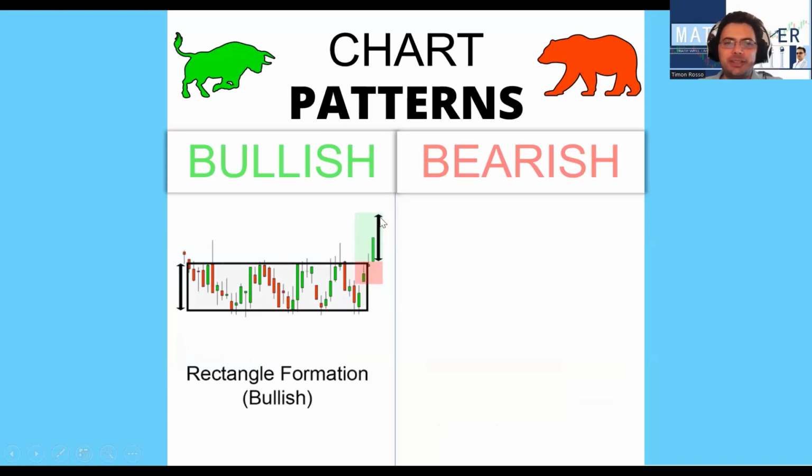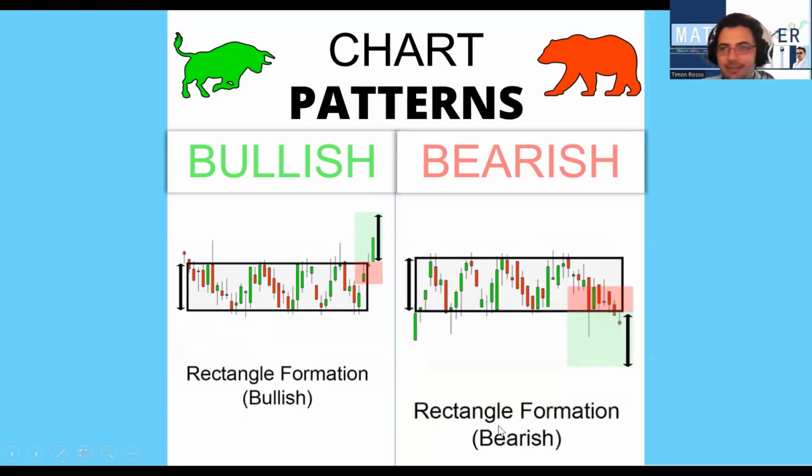The rectangle formation, bullish. So we've already done this before. You wait for the price to form in a rectangle formation. The price breaks above the resistance where you get in. You set your stop loss, sometimes 50% of the rectangle formation. If it's a small rectangle formation, then set your stop loss below the entire formation, but make sure the take profit is twice as much of what you're willing to risk.